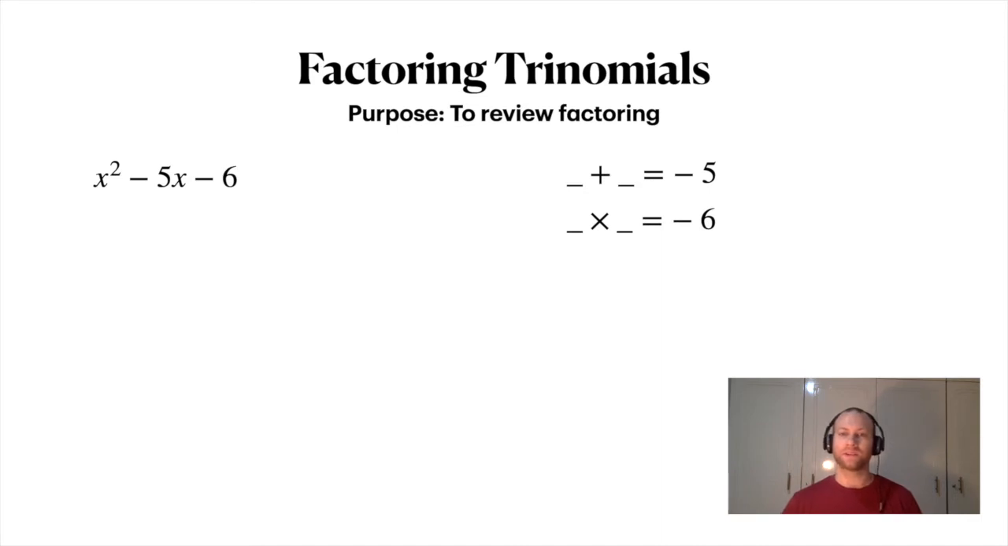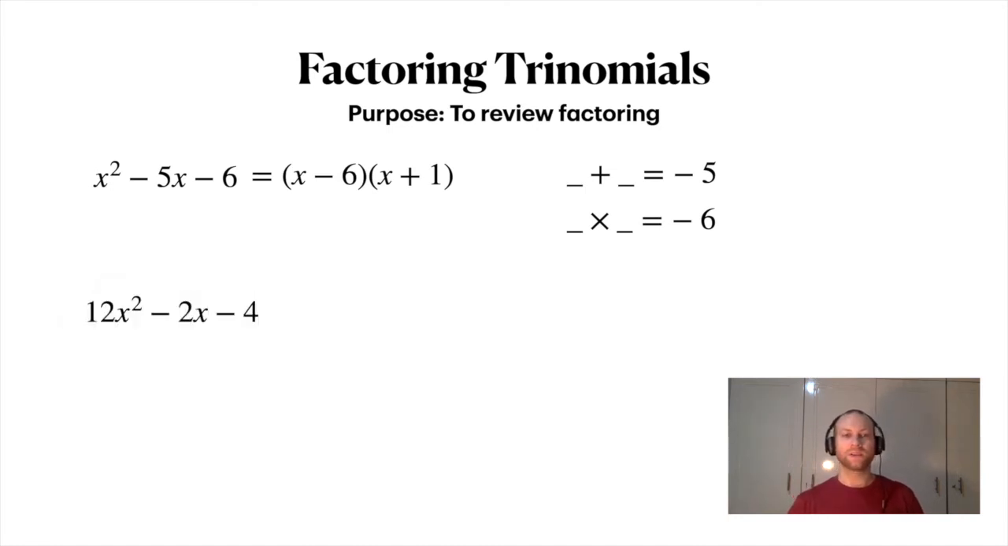So if you think about this, what two numbers will do this? Well, we've got minus 6 plus 1. So minus 6 plus 1, that'll give you negative 5. Minus 6 times positive 1 will give you minus 6. So those end up being my factors, x minus 6, x plus 1. And that's factoring. That's the easier one.